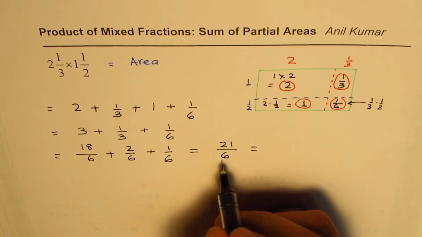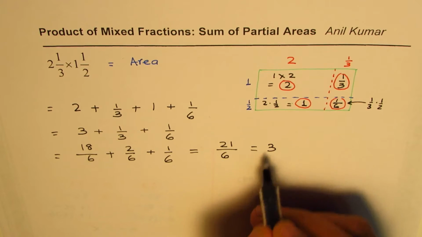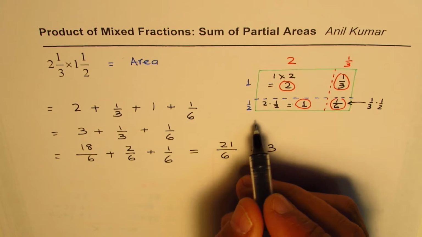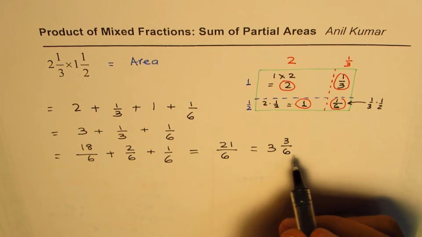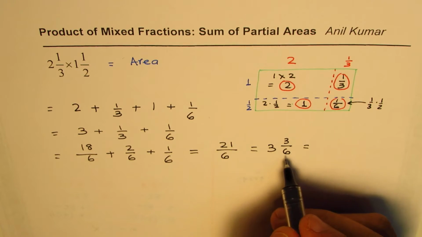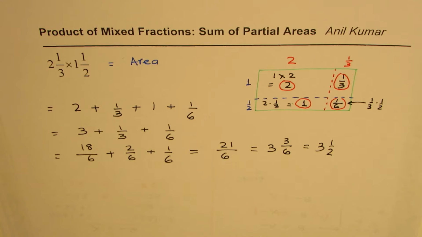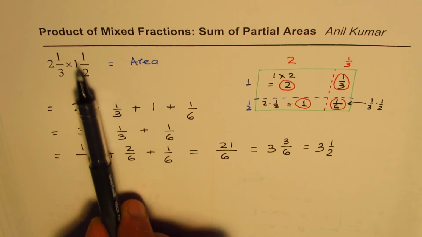Let's rewrite this as a mixed fraction. 6 times 3 is 18, and you're left with 19, 20, 21, 3 more, right? So you could write this as 3 and 3 over 6. Sometimes you can also reduce this if you want to. 3 over 6, divide by 3, is 3.5. So that is the final result of this particular product. So 3.5 is the product of 2 1 over 3 times 1.5.